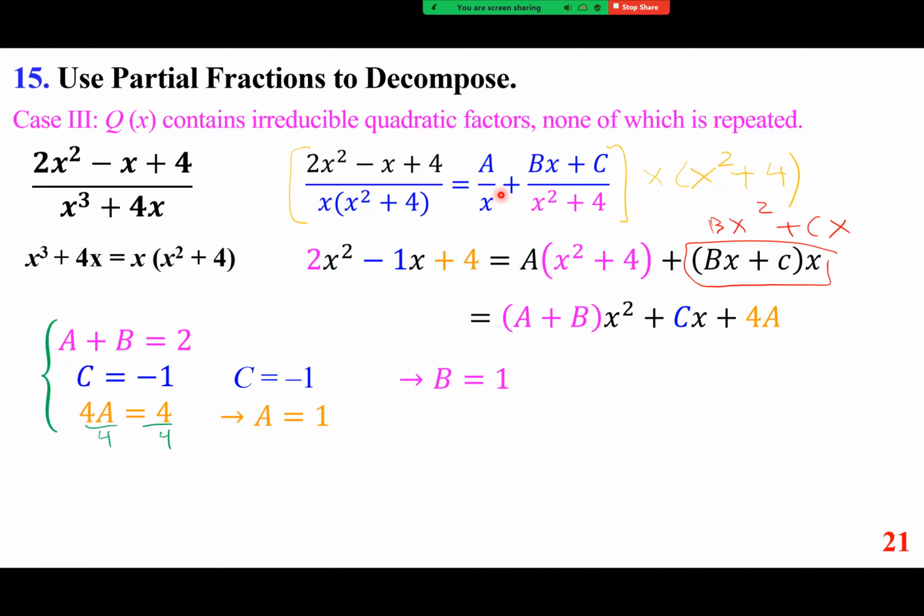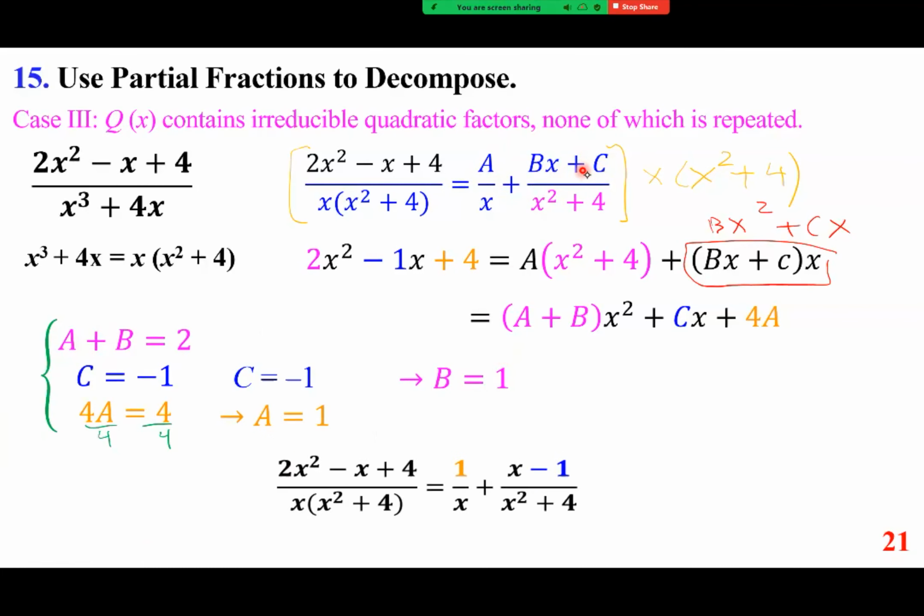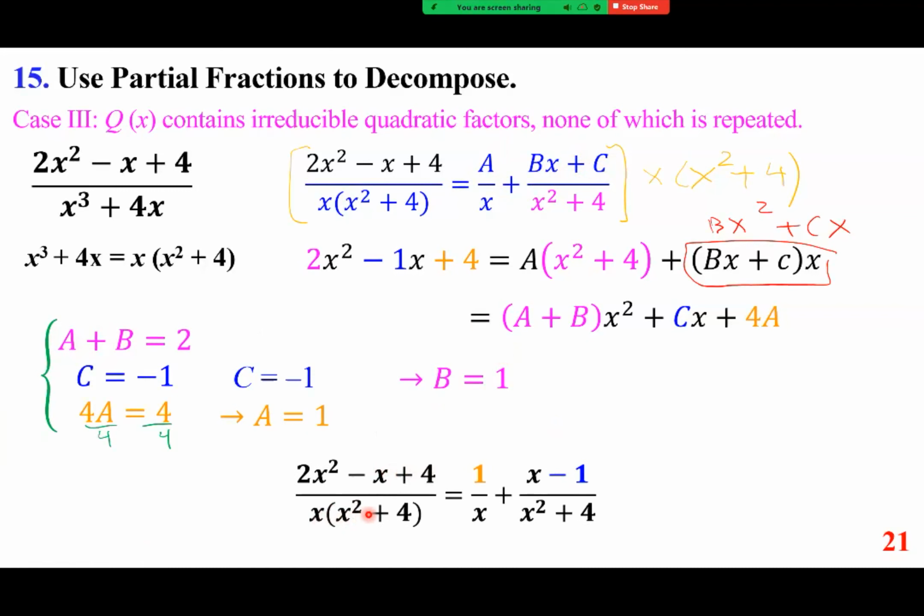And so we go to this one. We replace the a with 1, b with 1, and c with negative 1. So 2x squared minus x plus 4 over x times x squared plus 4 becomes 1 over x plus x minus 1 over x squared plus 4.